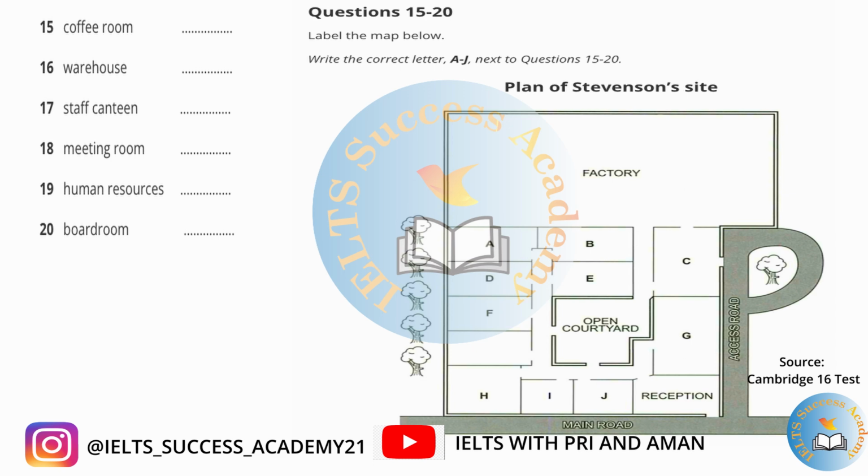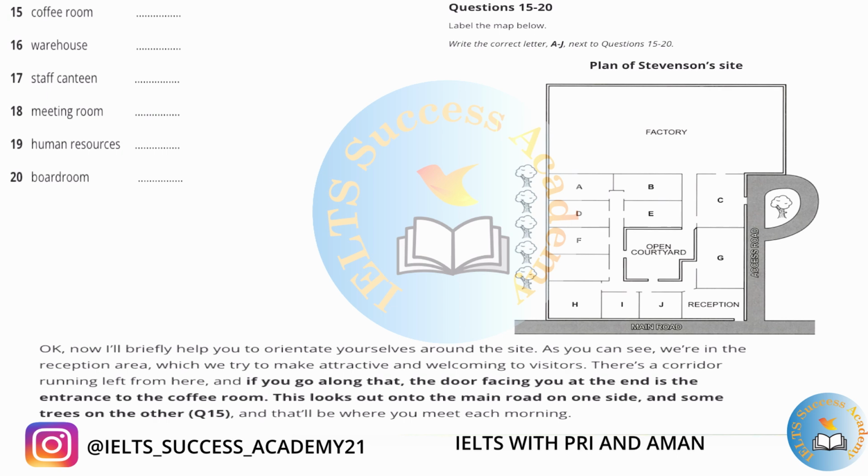Okay, now I'll briefly help you to orientate yourselves around the site. As you can see, we're in the reception area, which we try to make attractive and welcoming to visitors. There's a corridor running left from here, and if you go along that, the door facing you at the end is the entrance to the coffee room. This looks out onto the main road on one side and some trees on the other, and that'll be where you meet each morning. Question number 15.